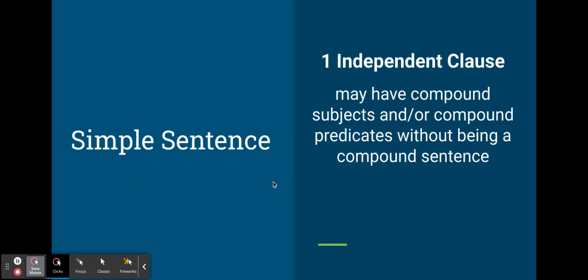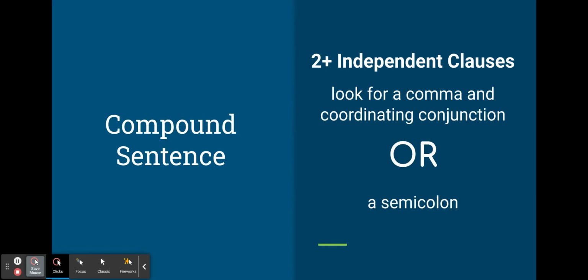When we understand clauses, then we start thinking about, okay, simple sentences, compound sentences, and complex sentences. So your definition for a simple sentence, quick reminder, it's one independent clause. It may have compound subjects or it may have compound predicates, but that doesn't make it a compound sentence as long as we're still dealing with one independent clause.